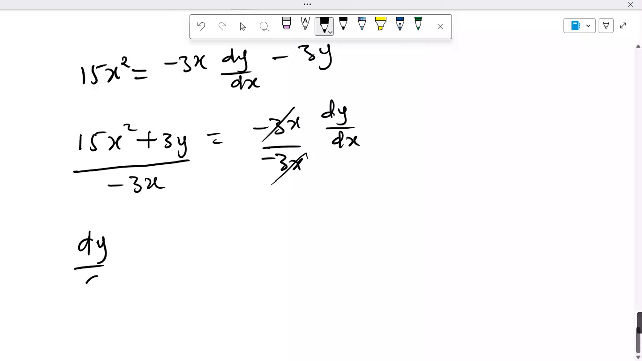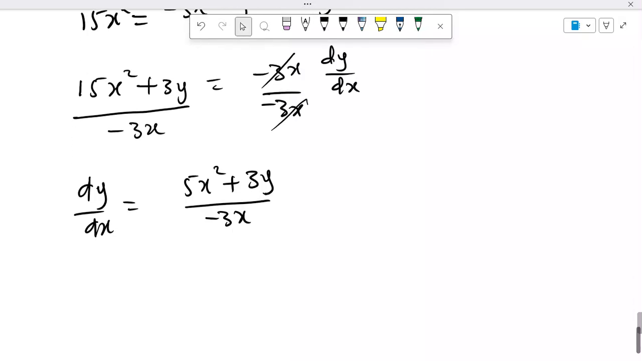dy/dx equals 15x squared plus 3y over negative 3x. Okay, so you can further simplify this. Oh, this is 15, sorry, 15 here. You can further simplify this by factoring out the 3 here. So you can say 3 into 15 is 5x.